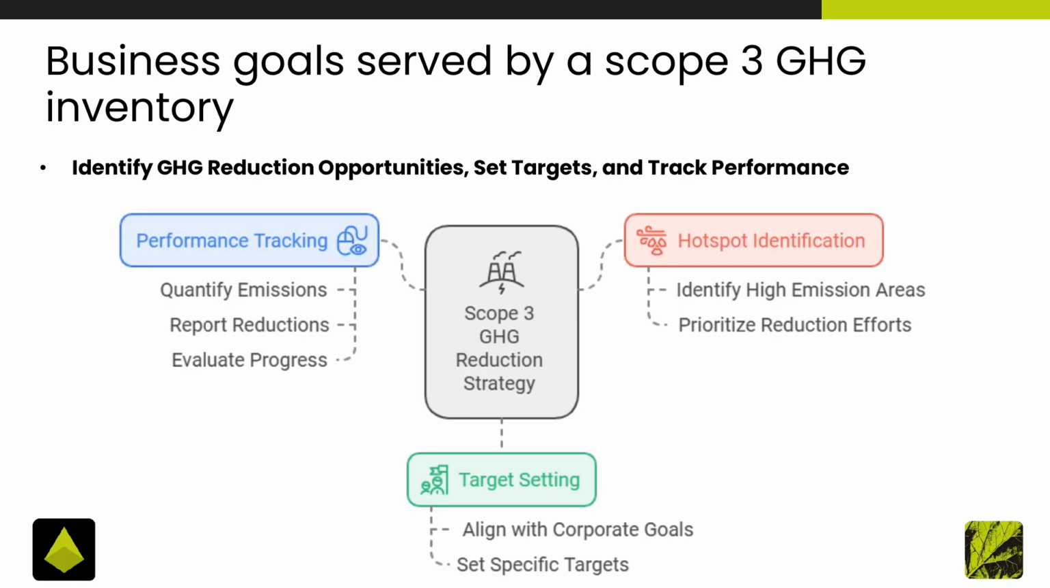Let's explore the business goals served by a Scope 3 greenhouse gas inventory. By identifying reduction opportunities, you can effectively set targets and track performance. Performance tracking allows for measuring emissions and reporting reductions. Hotspot identification enables you to pinpoint high emission areas and prioritize efforts. And finally, target setting ensures alignment with corporate goals, establishing specific targets for continuous improvement.